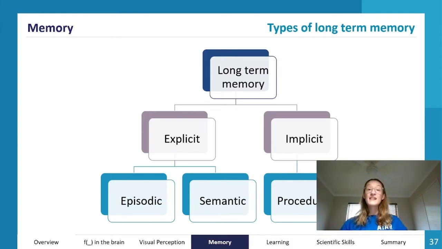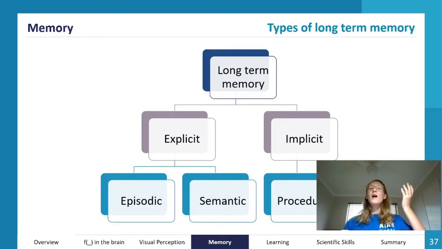Or for example, another common example is riding a bike. You don't have to actively think about, okay, I've got to balance my hands on the bars, I've got to pedal with my left leg, right leg, left leg, right leg. It's just a very implicit skill that just comes straight back to us. So yeah, that's our two contrasting types of long-term memory.